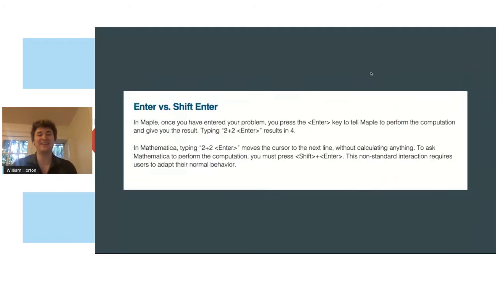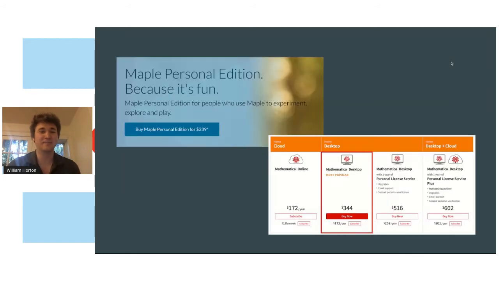And this one, I think, is just an entertaining one that I found when I was digging into this. This is the enter versus shift enter. So Mathematica is who you have to thank, maybe, if you're a person who does shift enter a lot in the Jupyter notebook. But Maple was pushing very hard to say this is a non-standard interaction that requires the users to adapt their normal behavior. Although now I think most users of notebooks are pretty familiar with it.